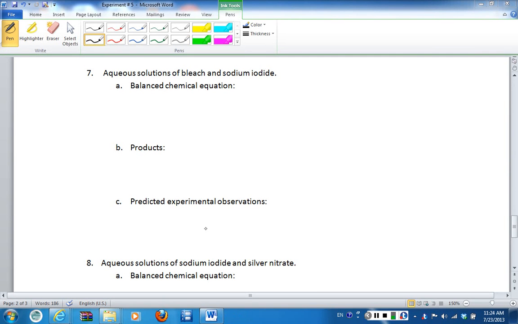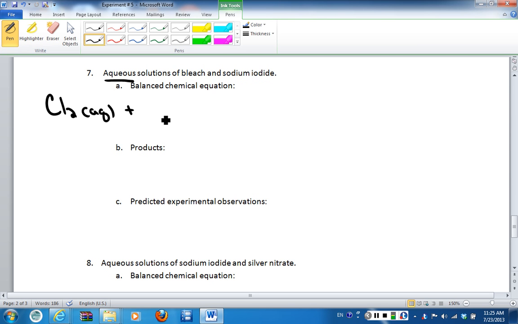Okay, so for question number 7, we have aqueous solutions of bleach and sodium iodide, and we need to write a balanced chemical equation, predict the products, and predict any experimental observations that we expect to see. So with this, we already know that the chemical formula for the bleach is Cl2, and the problem told us that it was an aqueous solution, so we know that it's aqueous.